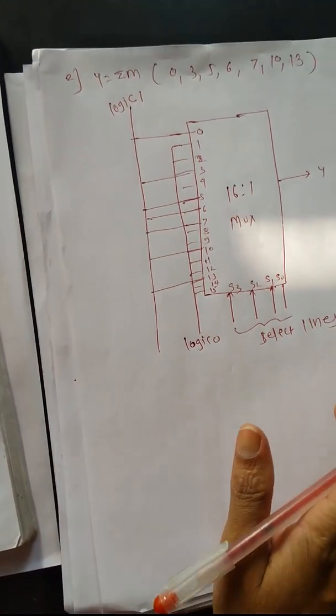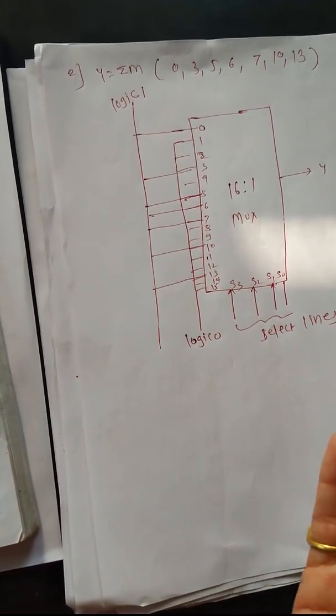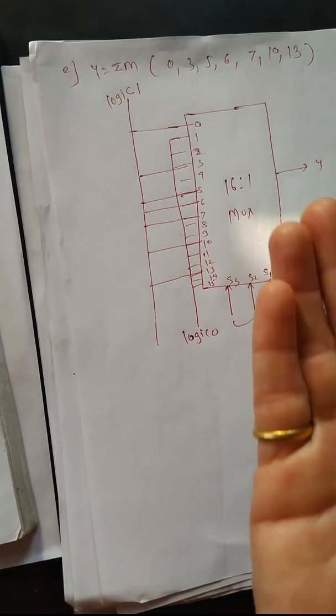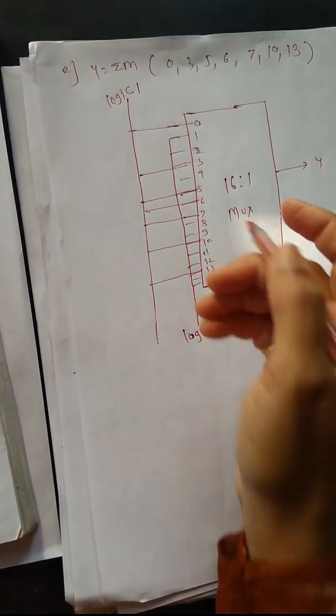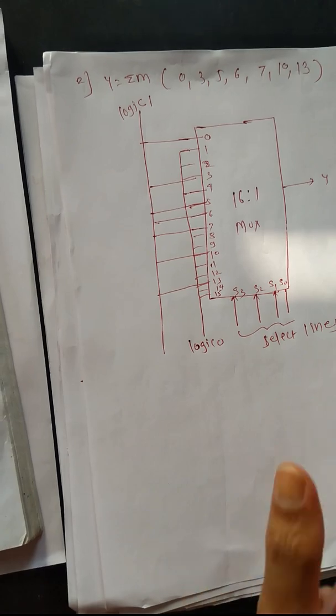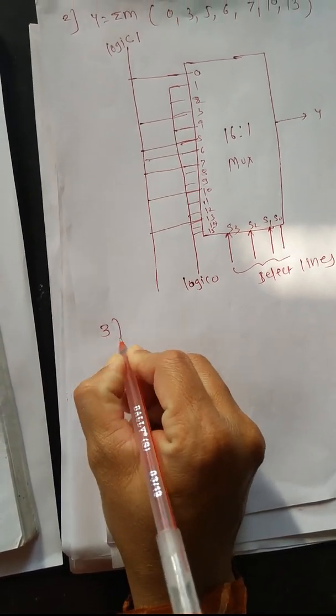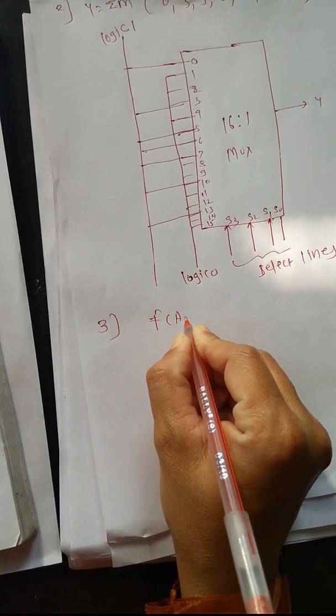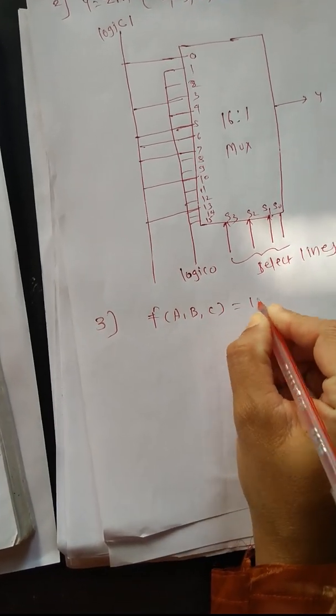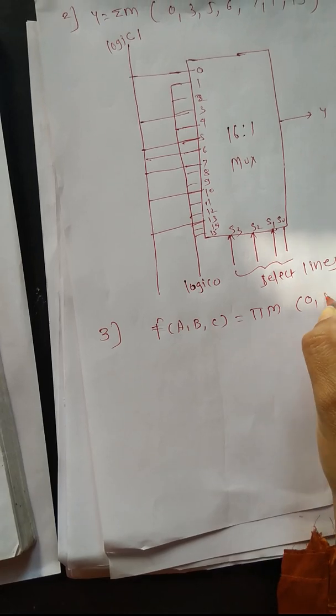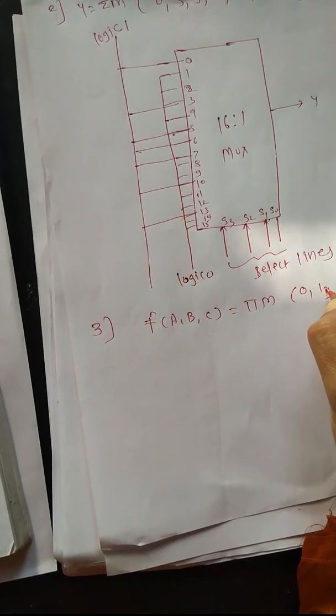By using the combinational logic circuit. In the first problem, the truth table is given to design the multiplexer. In this problem the values are given, and from those values you have to design the multiplexer.